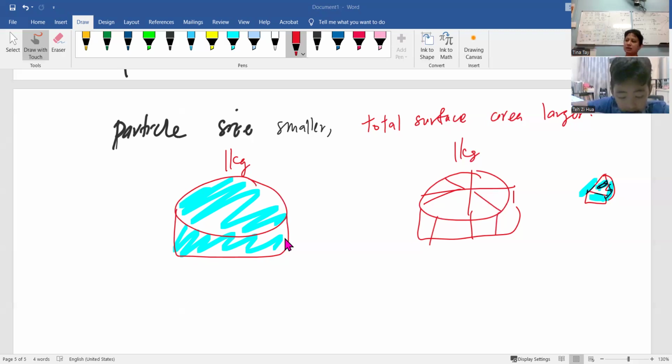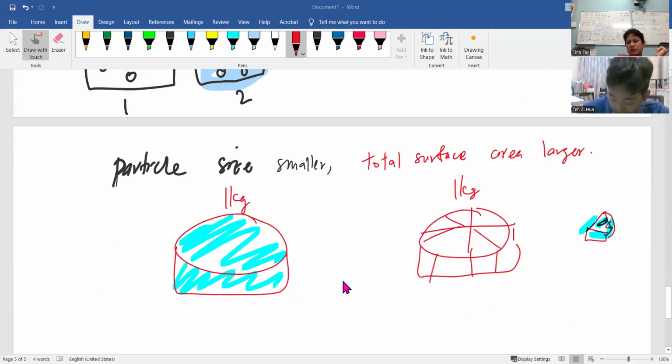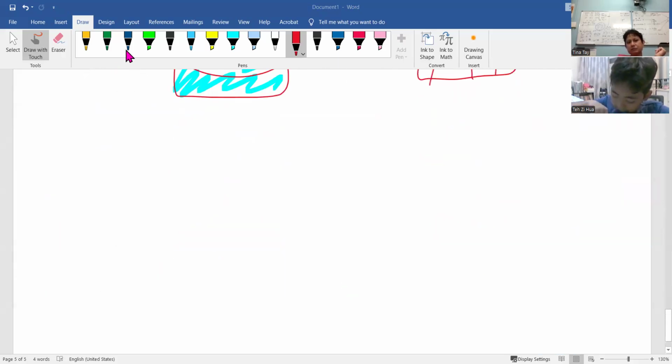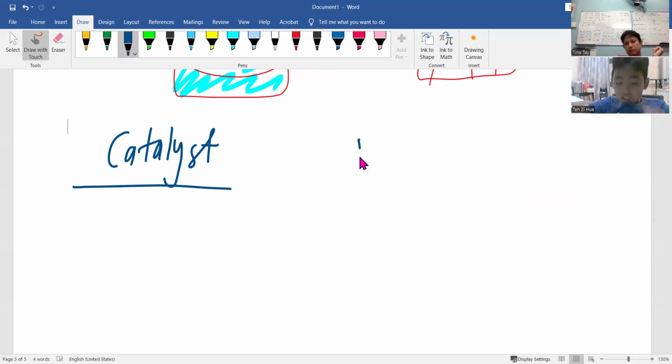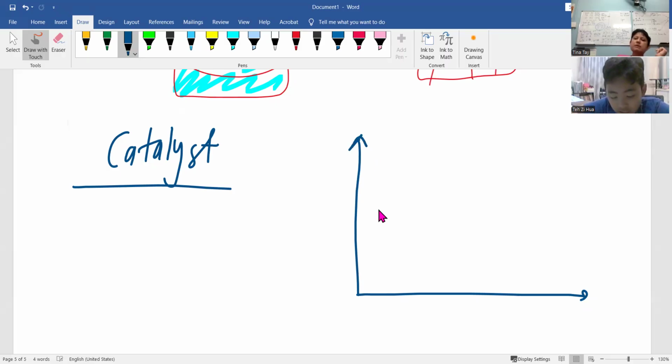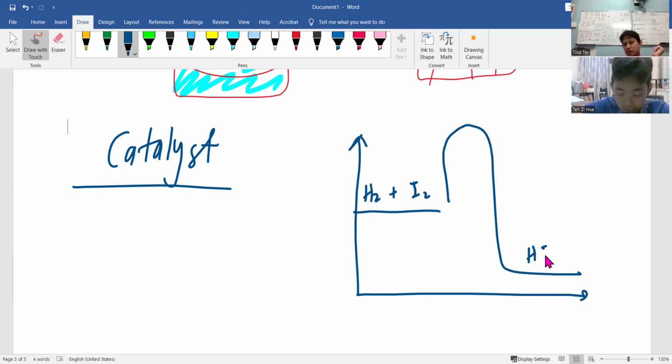Okay, so concentration, pressure, particle size done, temperature done. Now we're doing the last one, catalyst. Catalyst is very special. Remember just now our reaction. What is the activation energy? Do you remember this one, the simple one? 100, right?